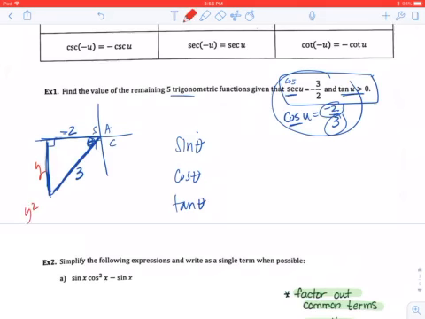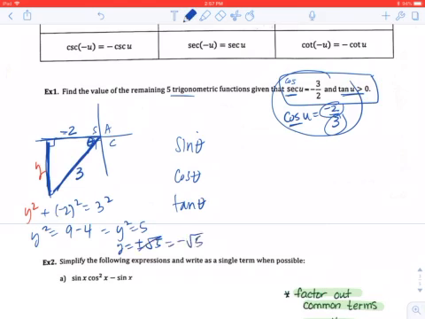So how do I do that? Well, I use the Pythagorean theorem. So y squared plus negative 2 squared equals 3 squared. So y squared is going to equal 9 minus 4, so y squared is equal to 5. Y is equal to plus or minus √5. Well, we know we're going down, so your y is negative. So really, we're just looking at the negative √5.